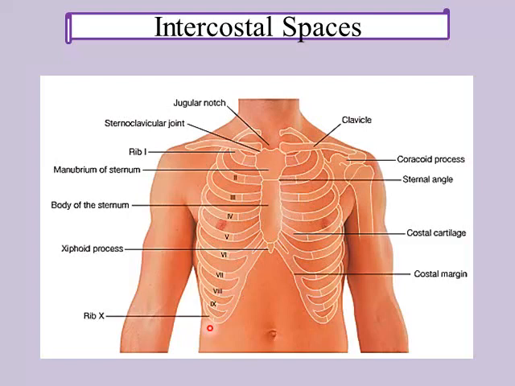So we have 11 pairs of intercostal spaces. Pairs means 11 on the right side and 11 on the left side. So these are the intercostal spaces.